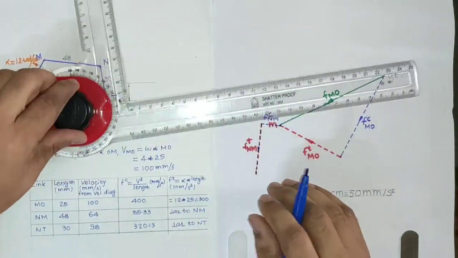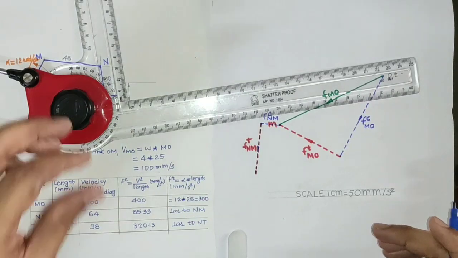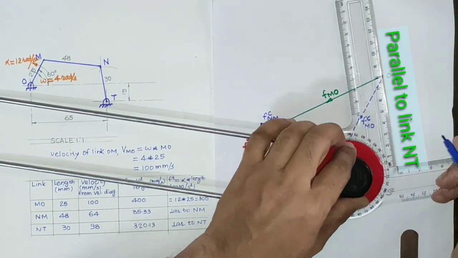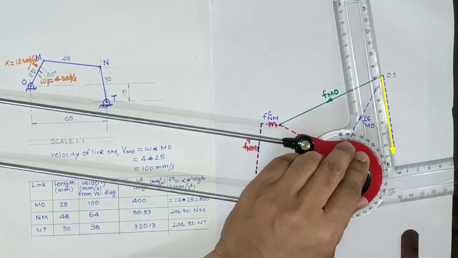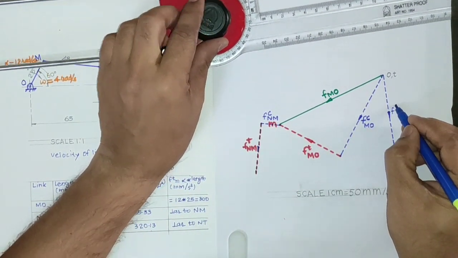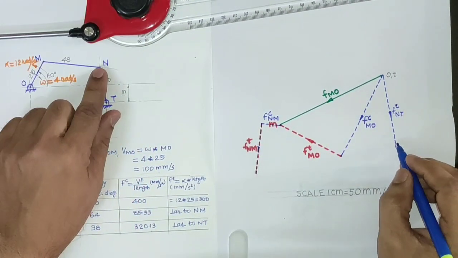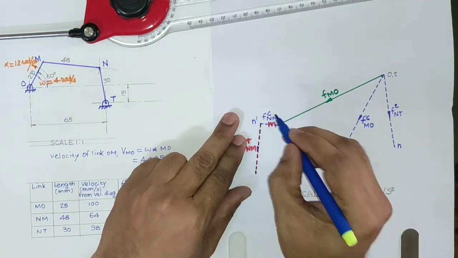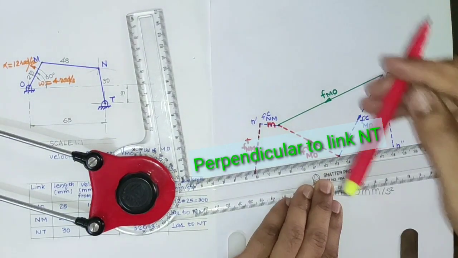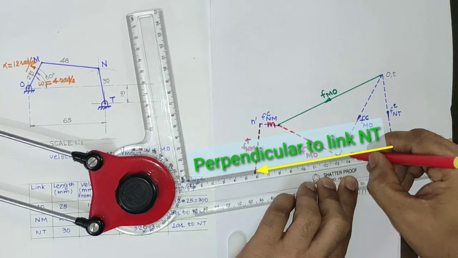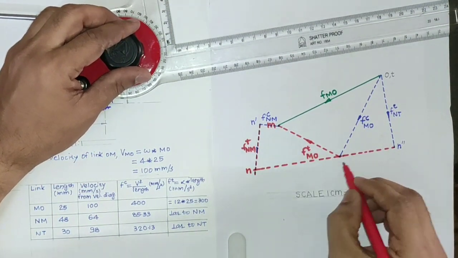Then draw line parallel to NT for FCNT through T of length equal to 320.13 upon 50, that is 6.4 centimeter, which will indicate the centripetal component of acceleration. It is acting from N to T, that is towards center T. We get N double dash point. Then through N double dash draw a line perpendicular to NT, which will indicate the tangential component of acceleration for link NT. In this way we get point N.